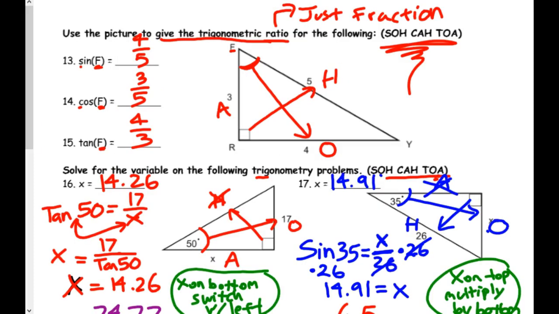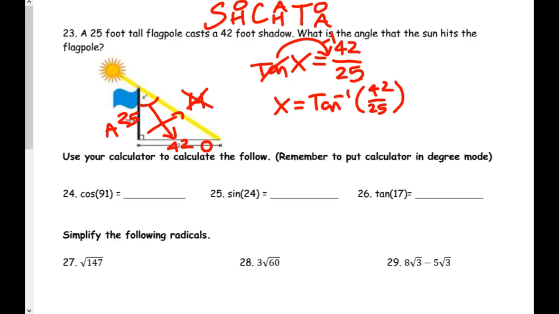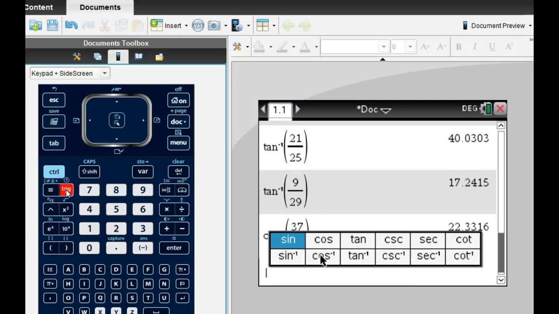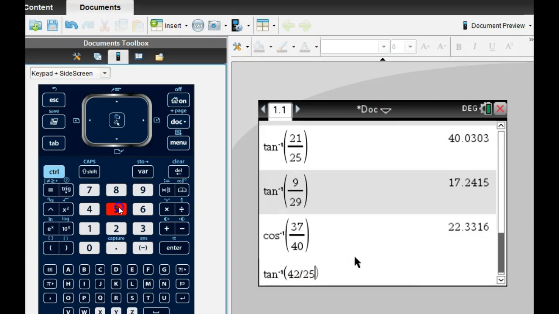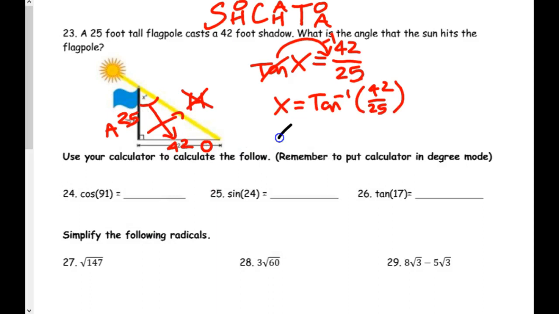Okay, real quick. Forgot to cross that out. All right. So tan inverse 42 over 25. We get 59.24 after we round. And that's our angle in degrees, right?